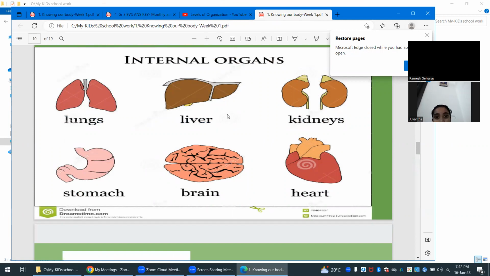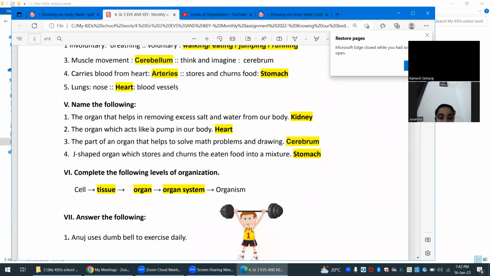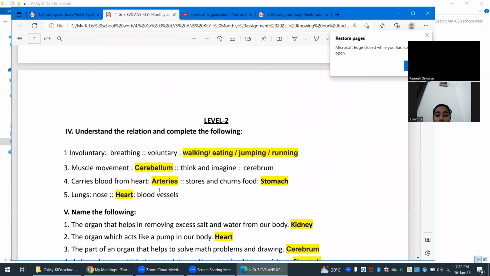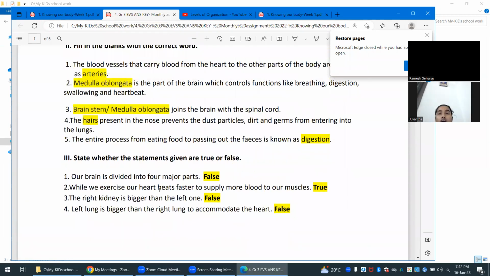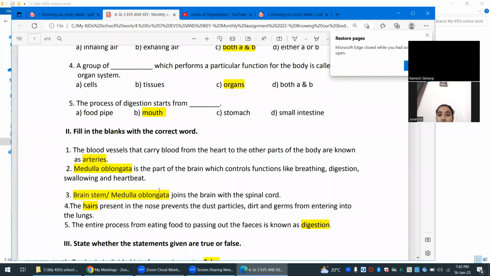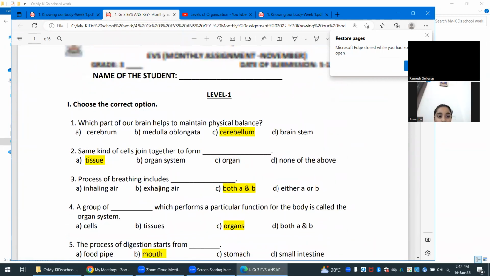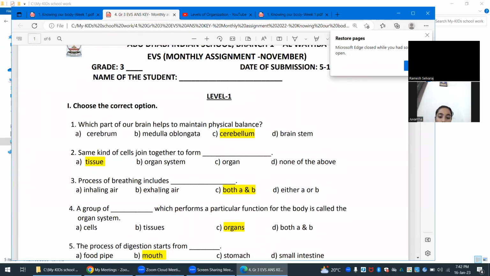We can't see these from outside, right? So there could be a question like, what is the internal organ? What are the external organs? How would you answer those? Internal organs are invisible to us. External organs are visible to us.